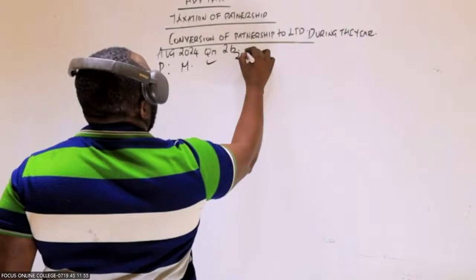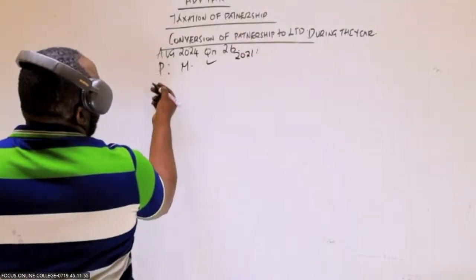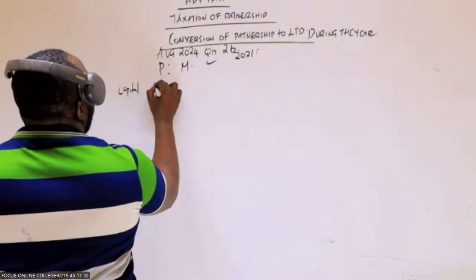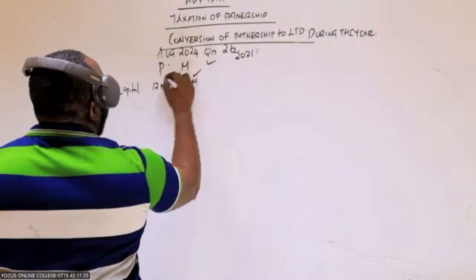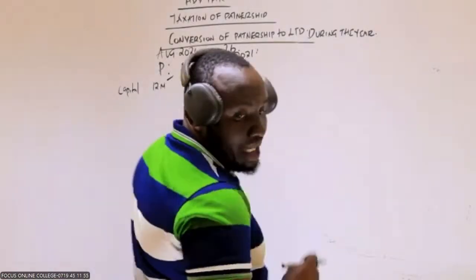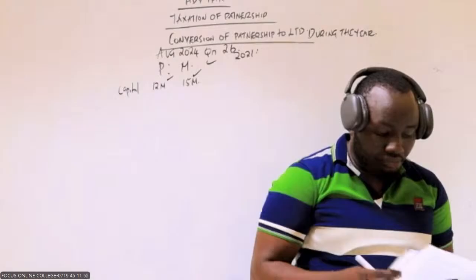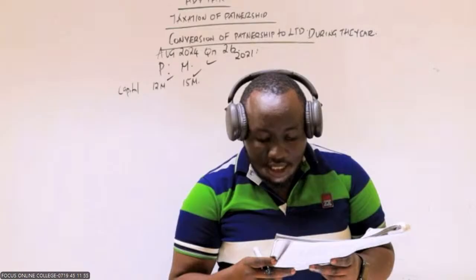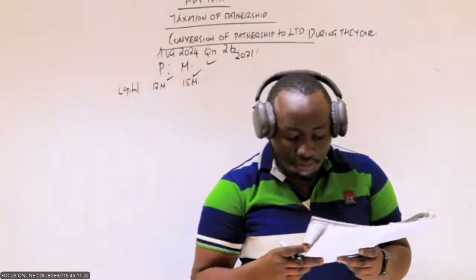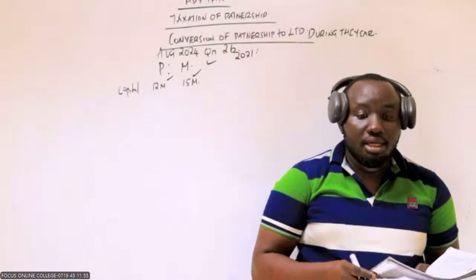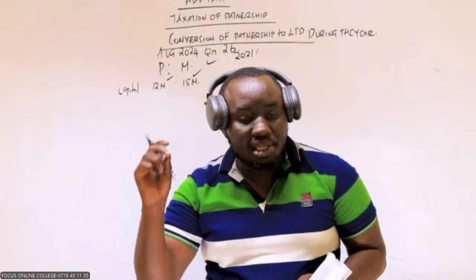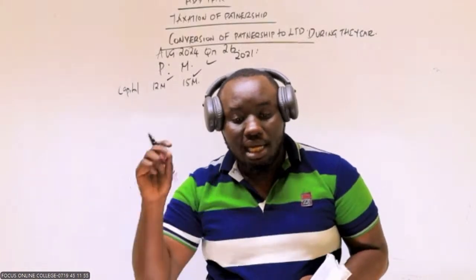So these individuals have been in partnership from 2021. At the formation of that partnership, each contributed capital: Paley 12 million and Mark 15 million. We are also told that they prepare the accounts to 31st December each year. So basically the accounts end as at 31st December of every year.